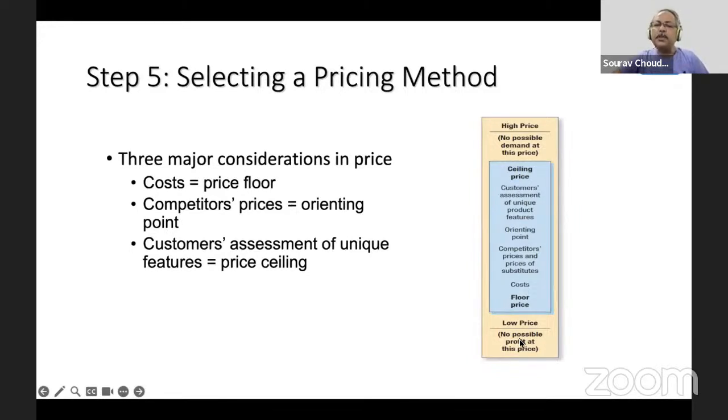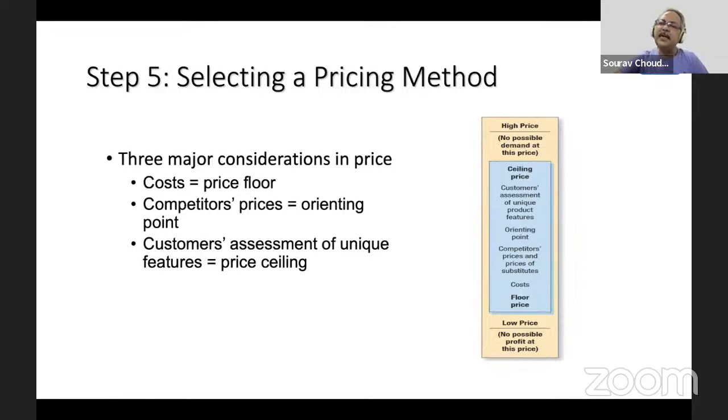Low price, no possible profit at this price. So if you sell at the cost, there is no profit. Now, competitors' price and price of the substitutes: if there is any competitor in the market, their price is to be monitored. If there's a substitute in the market, their price needs to be monitored. And there's something called ceiling price, beyond which you can't sell.